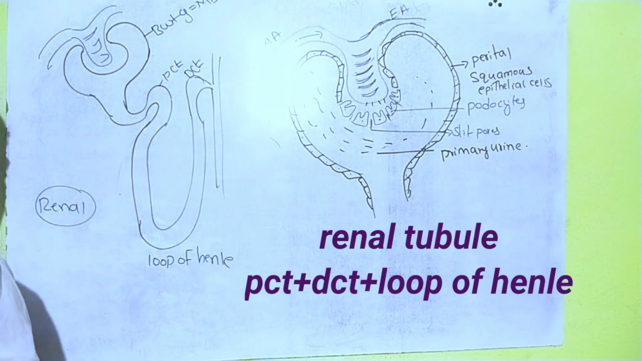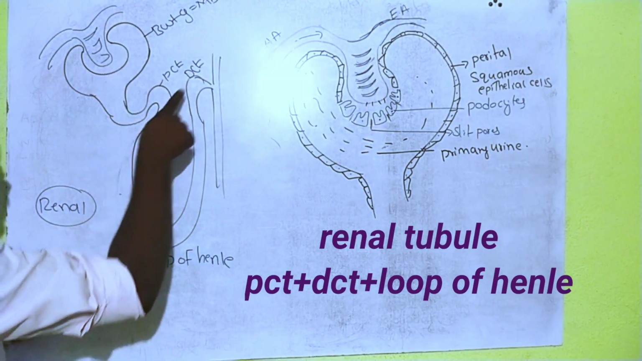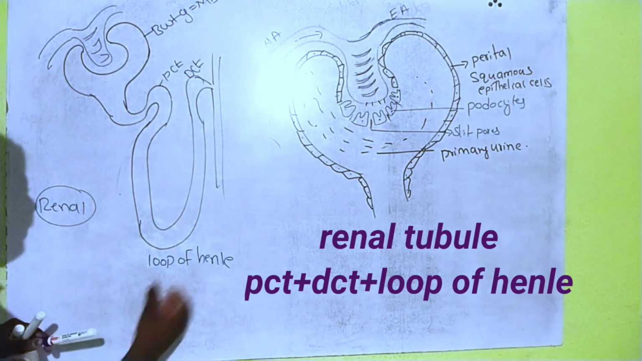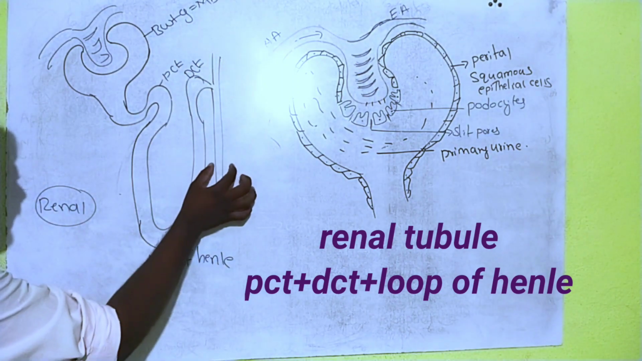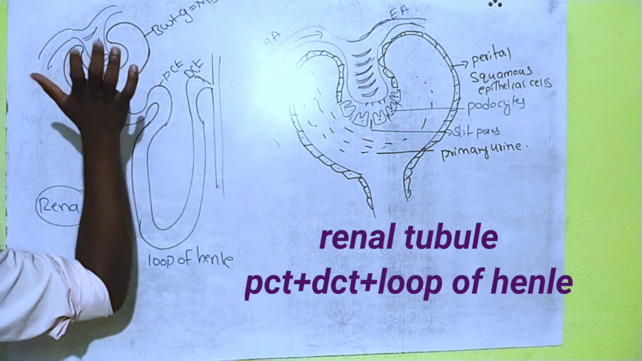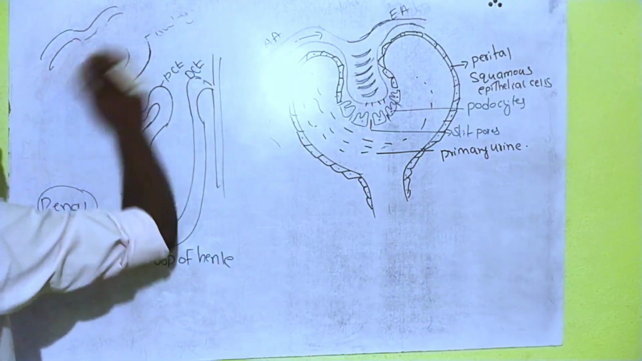Now we are going to explain the renal tubule. Finally, the DCT is the last part of the nephron. This DCT connects with the collecting duct. Later we are going to discuss where this collecting duct opens. In this session we are going to discuss the PCT, the DCT, and the loop of Henle also.